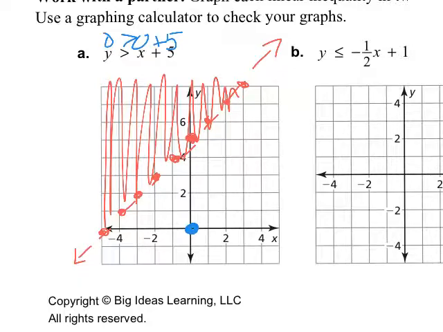Okay? And then check, is it true? So on the left I have 0. On the right I have 5. Is 0 greater than 5? No, it's not. So that's out. That means my ordered pair does not work. So I shade the other side of the line.